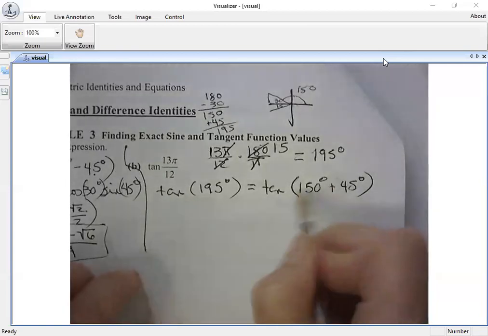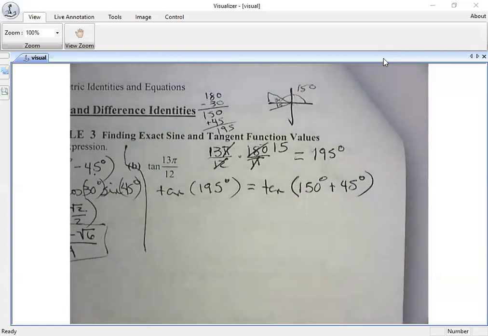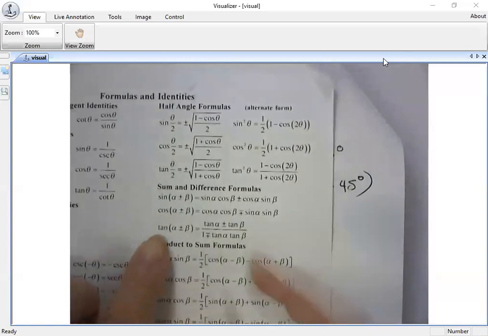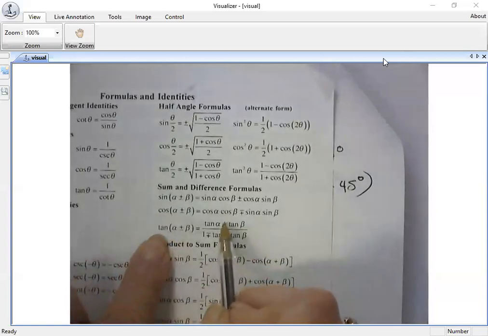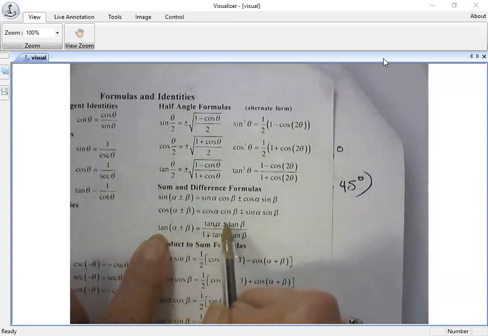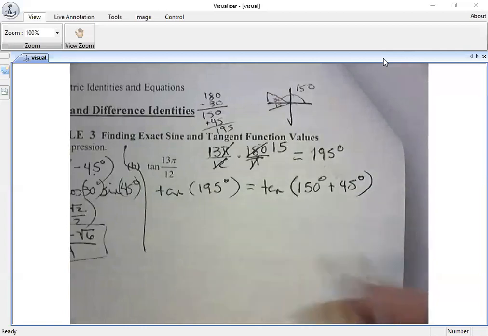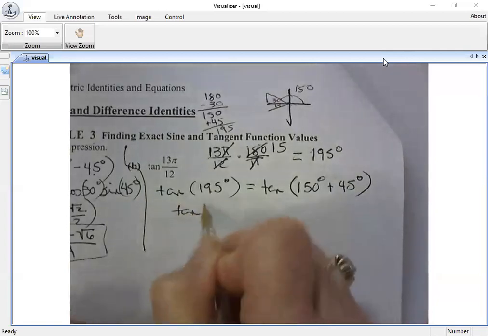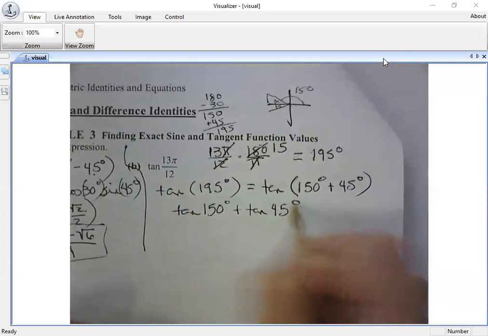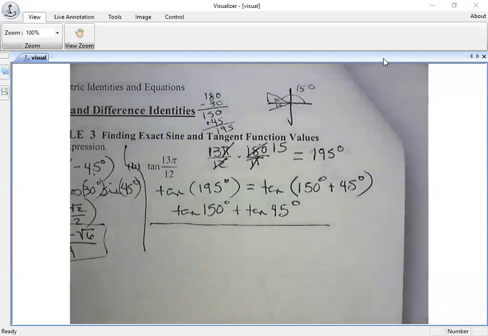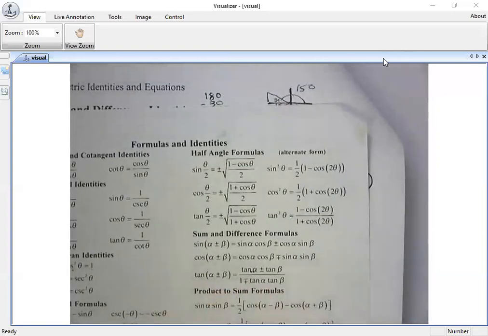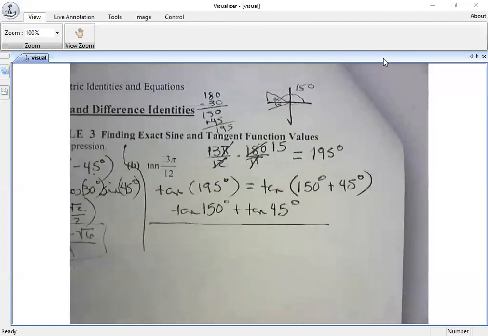Now, using my formula for tangent, let's look on our sheet here for a minute. And we wrote it as an addition, so that means I want to use all the signs that are on top. So I need tangent of A plus tangent of B on top. So I'm going to have the tangent of 150 plus the tangent of 45 on top, over my denominator, which is going to be 1 minus tangent A times tangent B. Is that making sense?